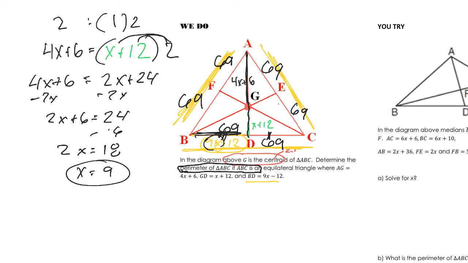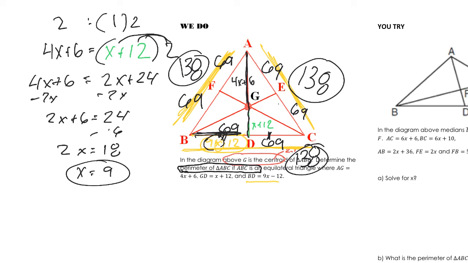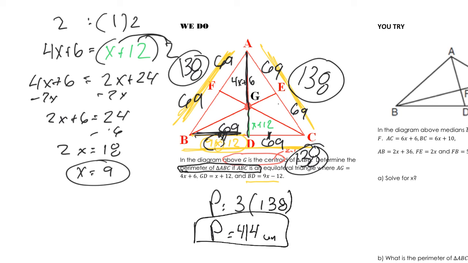69 plus 69 equals 138. So this side of the triangle is 138. That means the bottom part of the triangle also 138. And this side of the triangle also 138. So the perimeter equals 3 times 138. Or you could do 138 plus 138 plus 138. But I'm just going to multiply by 3. So it's 414. That's the perimeter of this triangle, and it's units. It doesn't say feet or inches, so we'll just say units.